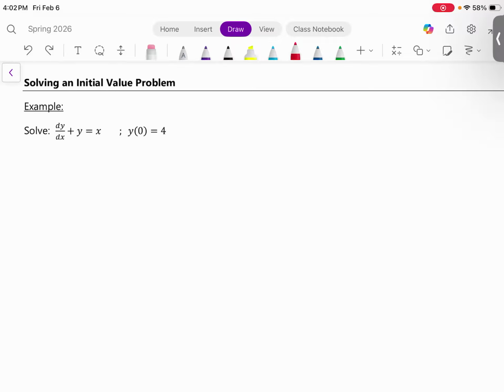In this video, we're going to turn our attention to solving an initial value problem. Still a linear differential equation, but we have an initial condition now that we would need to use to find what our constant C would be at the end. But still a linear equation, so we're still going to tackle this how we normally would.